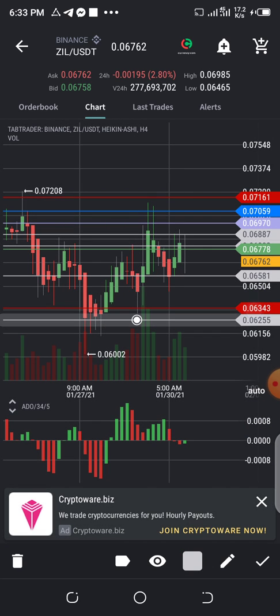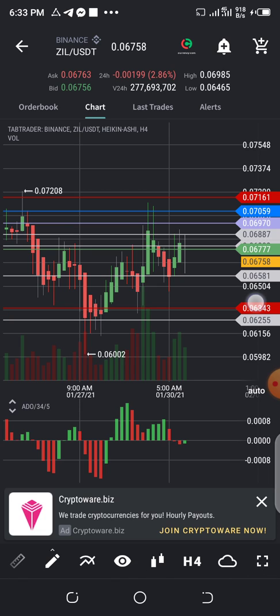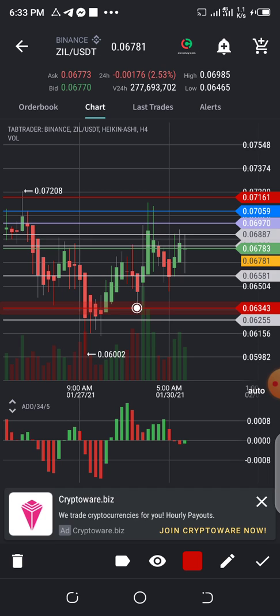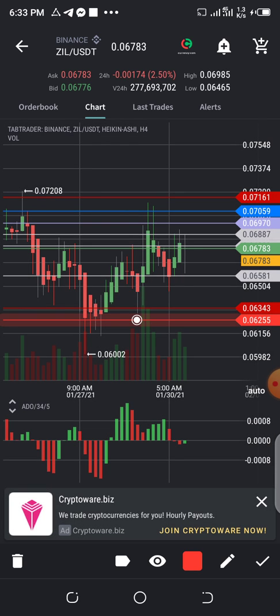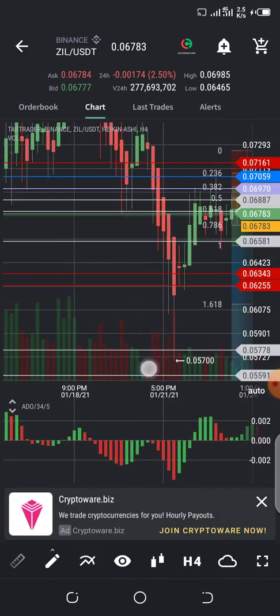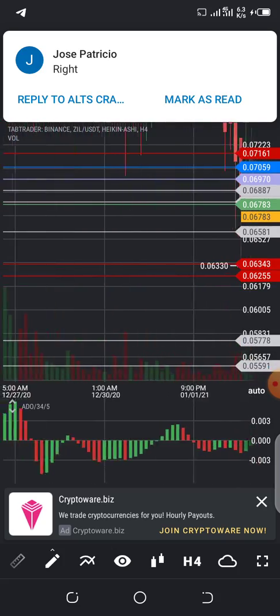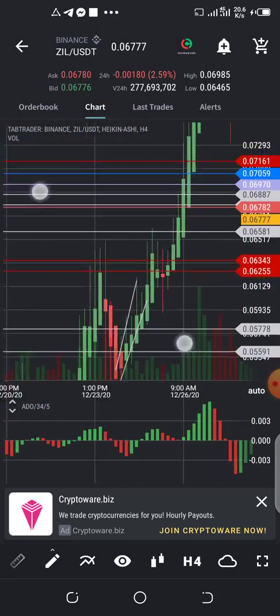All these red lines were once resistance. That's why you can see them in red. So they have turned to support. That's another thing you need to know. I didn't make them red for no reason. I use the color red for resistance. For example, let me show you where they have been resistance. Good, look at it here.